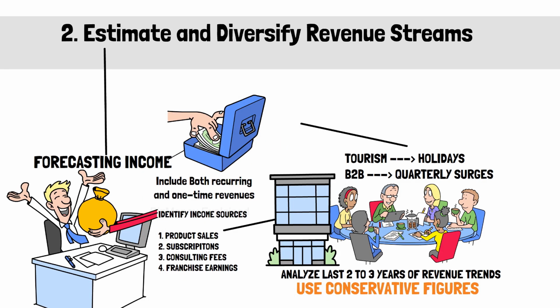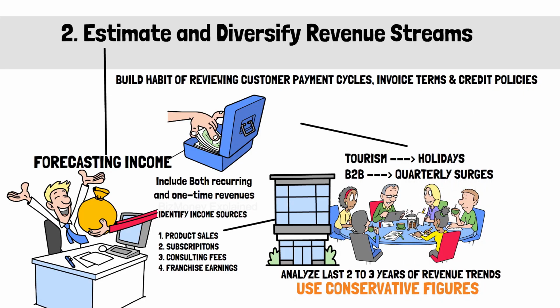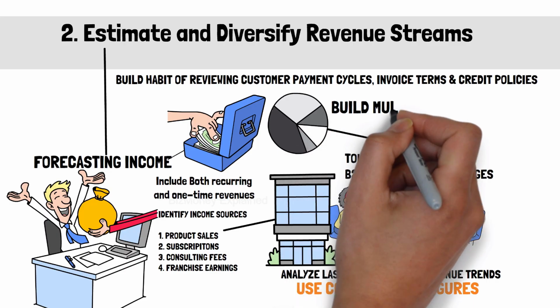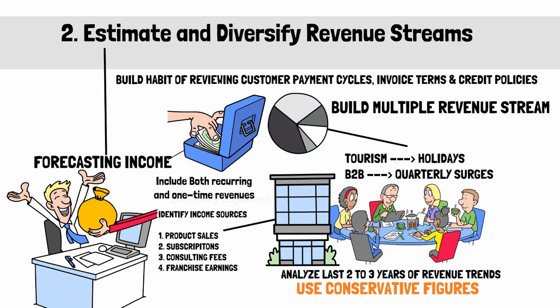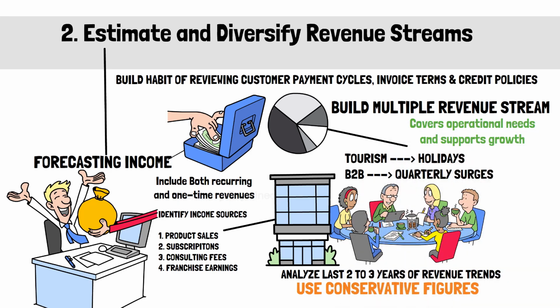Also, plan how you'll collect money. Delayed payments can disrupt cash flow even when sales look strong on paper. Build a habit of reviewing customer payment cycles, invoice terms, and credit policies. A diversified revenue approach keeps your business safer during downturns. Never depend on just one income source. Multiple revenue streams act like safety nets. The goal here is simple. Create a reliable, predictable flow of income that covers operational needs and supports growth, no matter what market fluctuations occur.